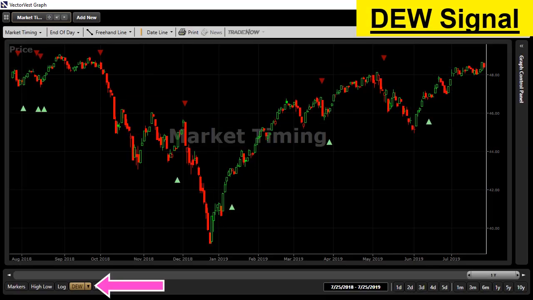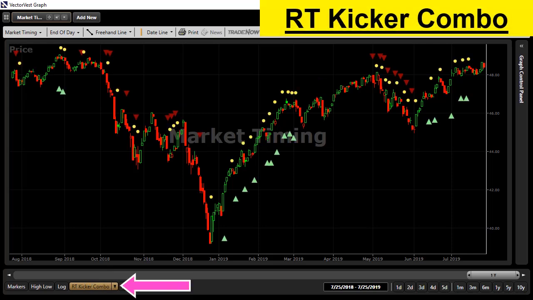First is the DEW signal. Notice it does a fantastic job of identifying the beginnings of both the uptrends and downtrends. We actually use this signal as the basis of our options paycheck income system, and it has served us well for many years. Second is the RT kicker combo.